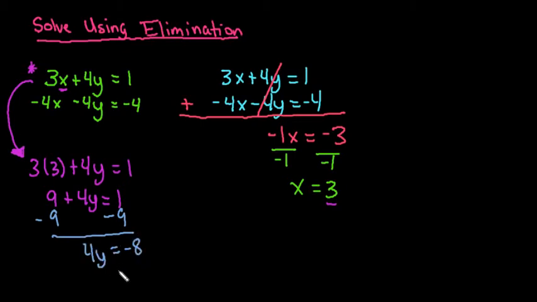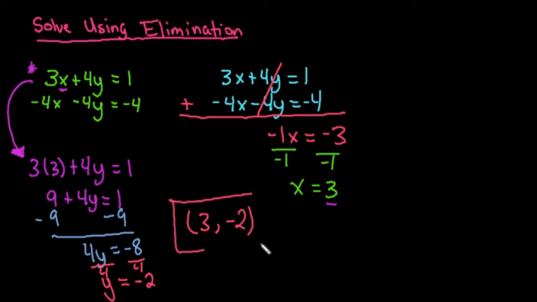Our last step is to simply get y by itself, so I would divide both sides by 4 and end up with negative 2. Depending upon the course that you're in, some teachers are completely okay with you just writing x equals 3 and y equals negative 2. Most of the time it's written as an ordered pair, and remember that we always do x comma y. So (3, negative 2) would be our answer.